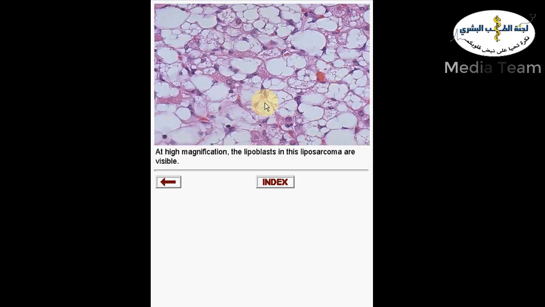This is a higher magnification. Look at the lipoblasts. We have multiple small vacuoles, a prominent nucleus, and cellular tissue. There is pleomorphism in the nuclear size. So this is a higher power magnification of liposarcoma.